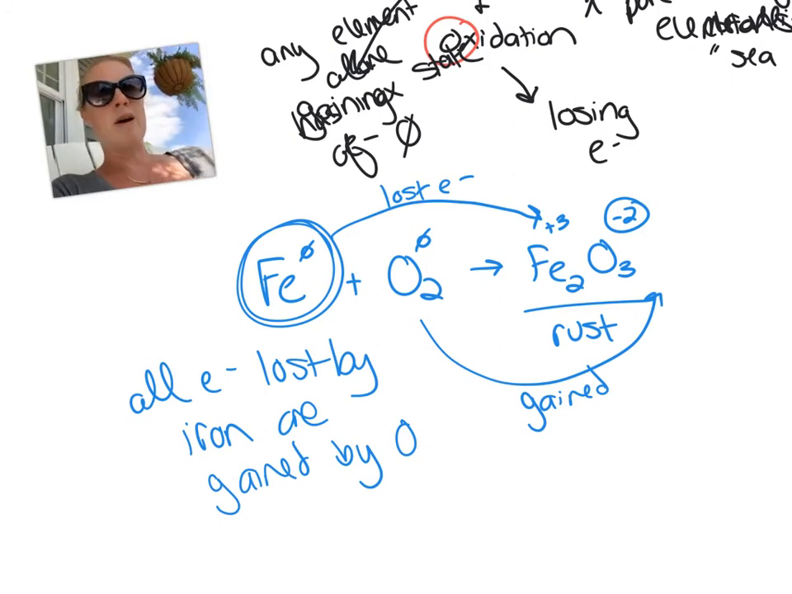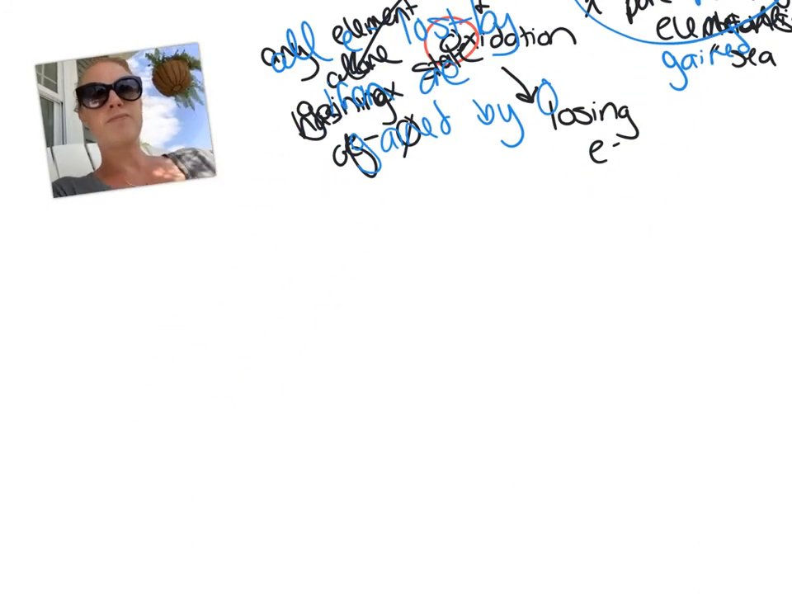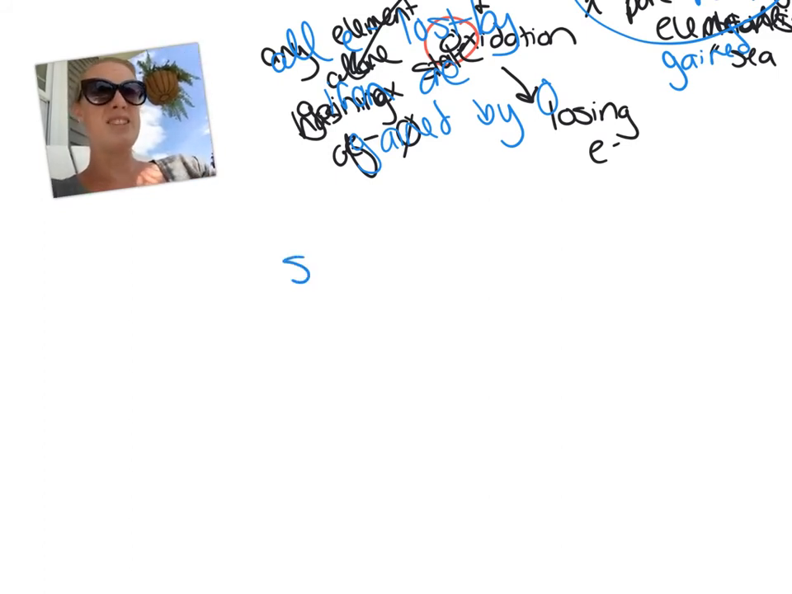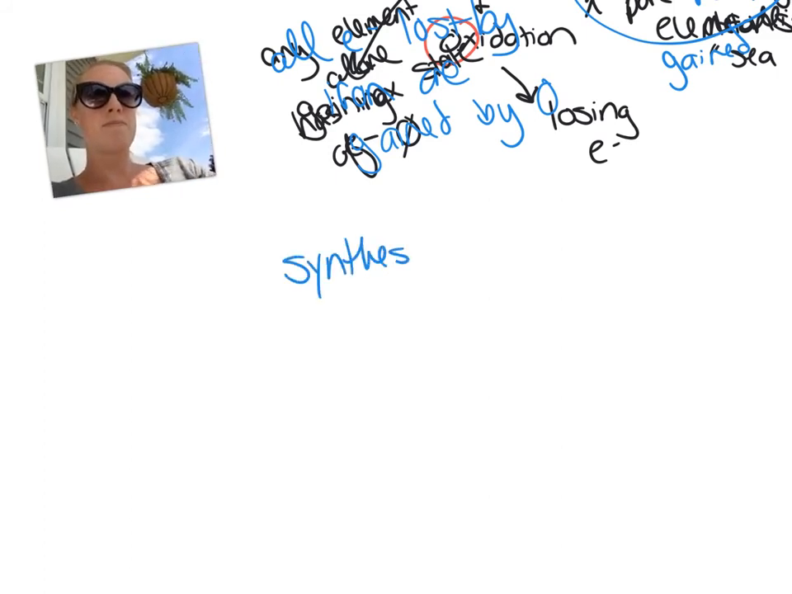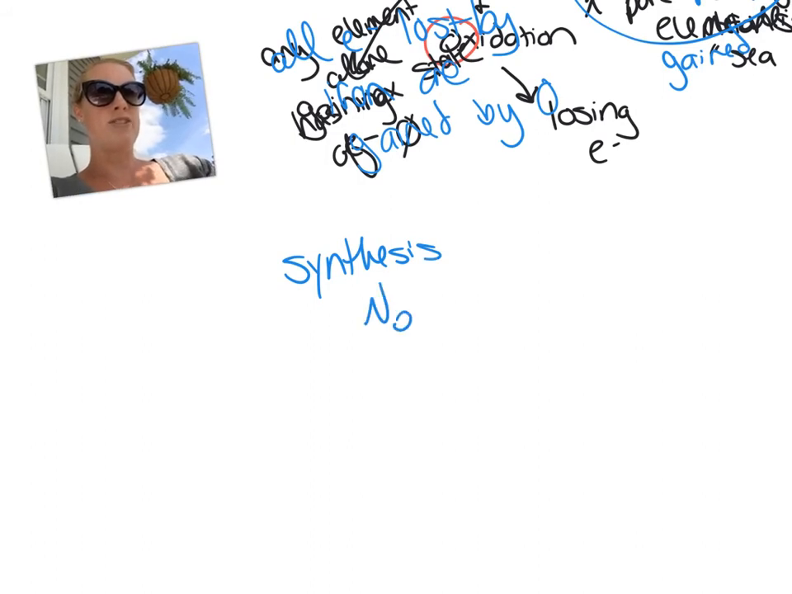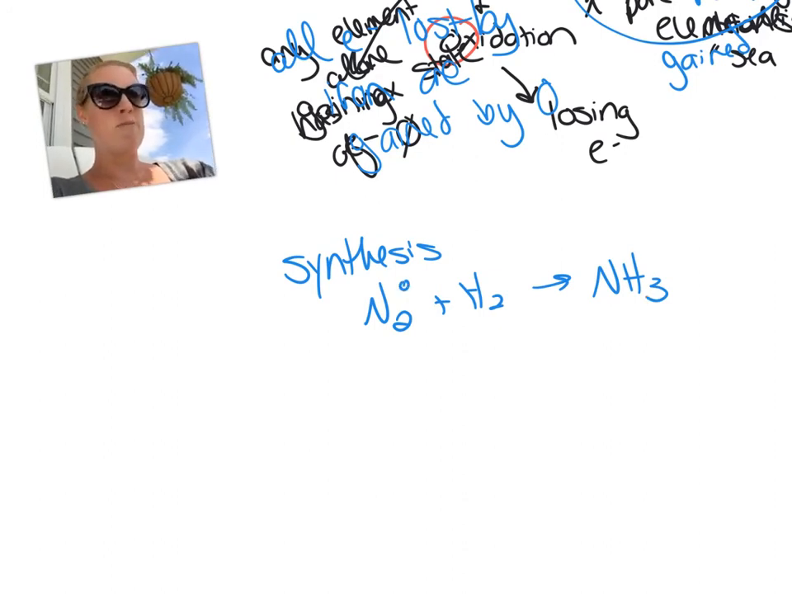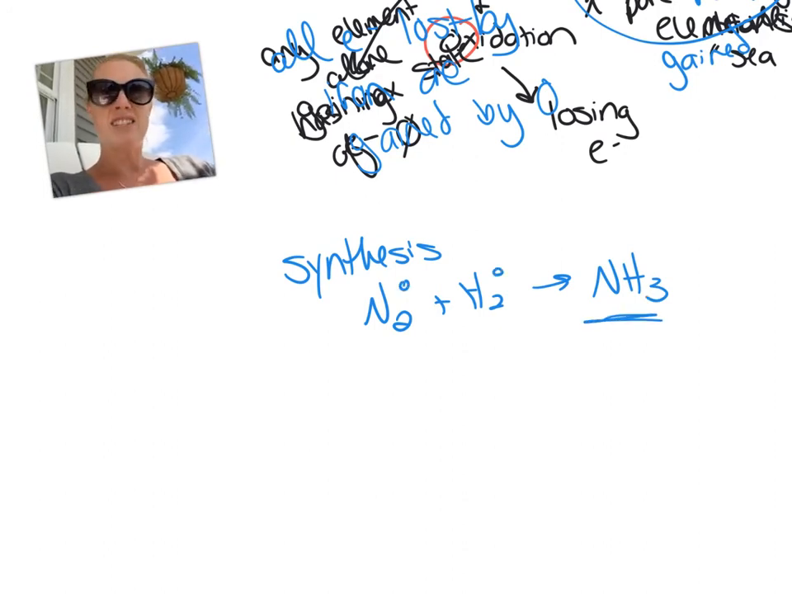Your most common redox reactions are going to be synthesis reactions, like N2 plus H2 forms NH3. Here my nitrogen is 0 and my hydrogen is 0, and here they're not 0, okay? One's going to go up and one's going to go down because there's going to be a transfer of electrons.